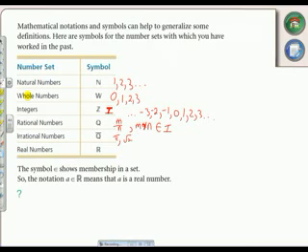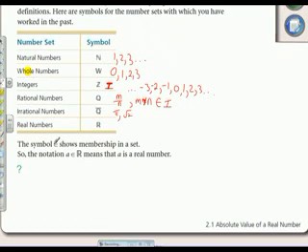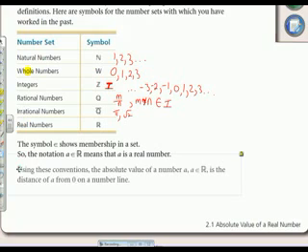And then reminding you again that this symbol means an element of or belongs to the set of. And we've used this a lot with our domain and range. Using these conventions, the absolute value of a number A, where A is an element of the real numbers, is the distance of A from 0 on a number line.